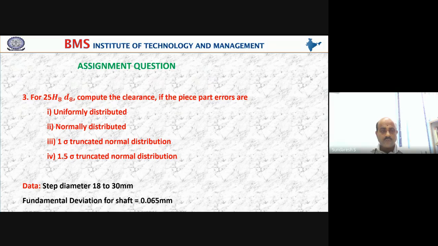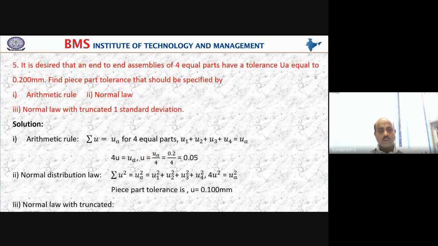This is a very simple problem. It is desired that an end-to-end assembly of four equal parts have a tolerance UA equal to 0.200 millimeter. Find the piece part tolerance that should be specified by three different rules they have given: one is the arithmetic rule, second is the normal law, third is the normal law with truncated one standard deviation. Now let us start with the problem.